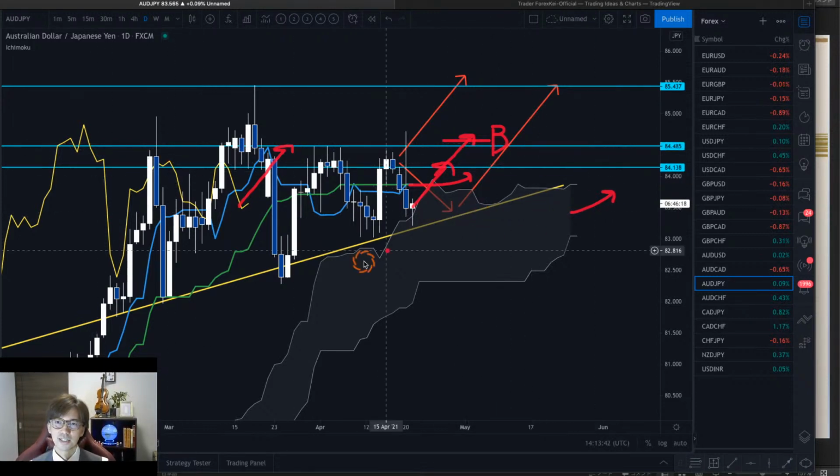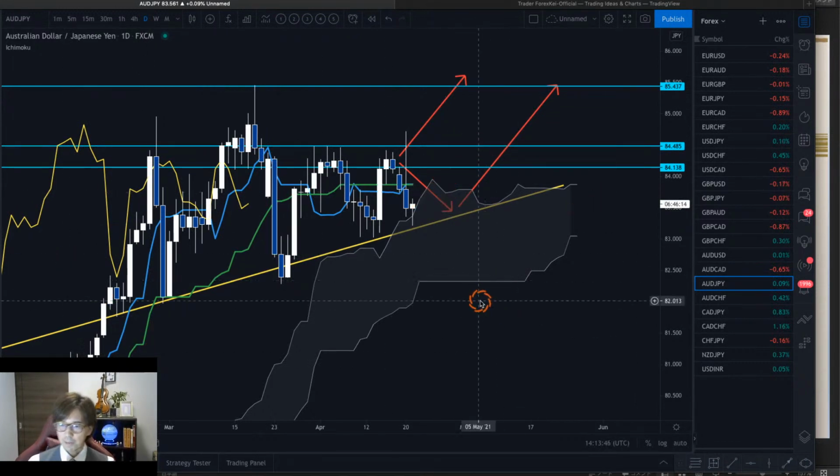So this is AUD JPY. The daily chart is another ascending P wave structure. So let's check some other pairs.